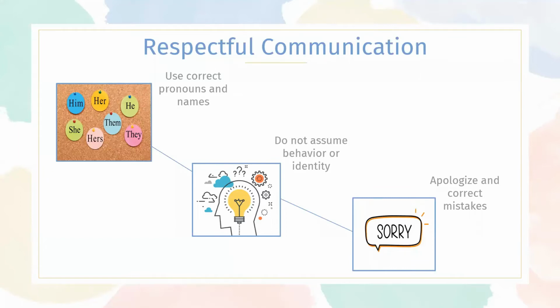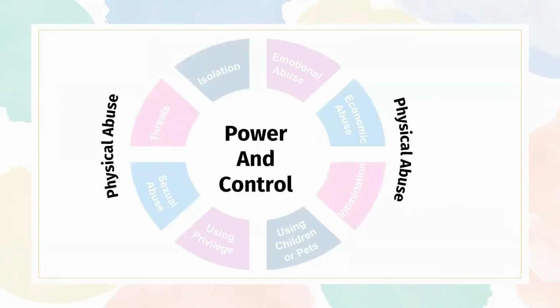Respectful communication involves using correct pronouns and names, not assuming someone's behavior or identity, and apologizing and correcting yourself whenever you make mistakes. It is important that we practice this. Next, we're going to talk about power and control and how they're centered in certain abusive relationships. We'll be going through all these different topics around the wheel.